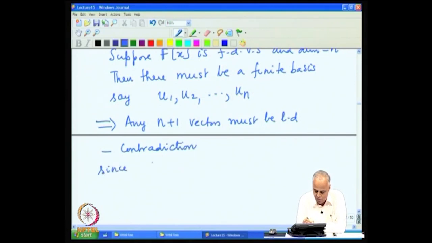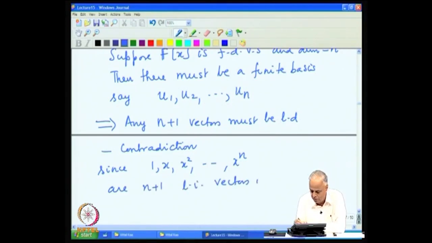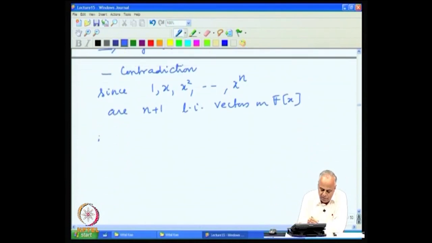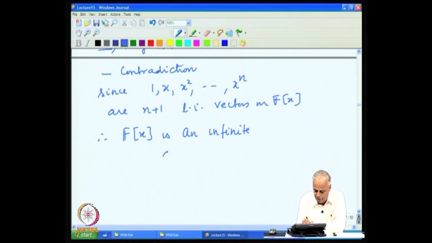However, this is a contradiction, since 1, x, x squared, etcetera, x to the n are n plus 1 linearly independent vectors. So, we do have n plus 1. Whatever n you think of, I can get a linearly independent set which is bigger than that. Therefore, we cannot have a basis consisting of just n vectors, because then we will have a bigger linearly independent set. So, F[x], the space of all polynomials, is an infinite dimensional vector space.